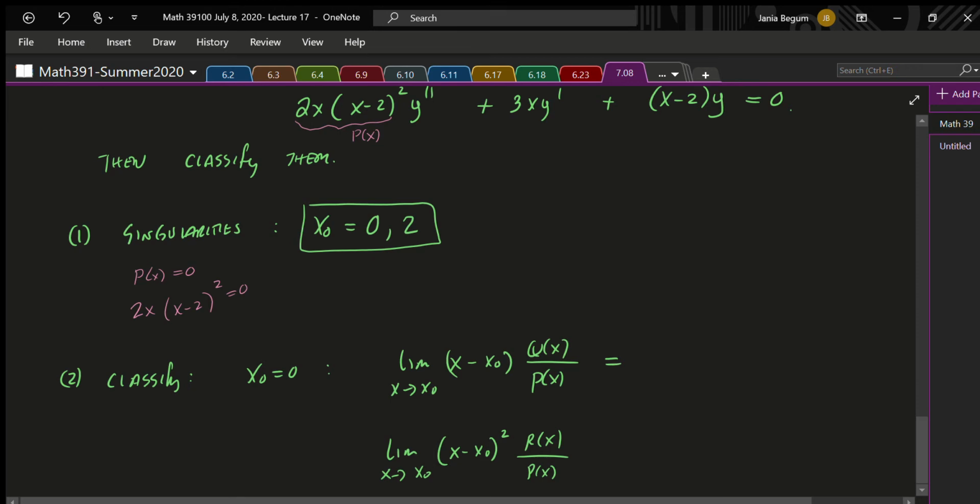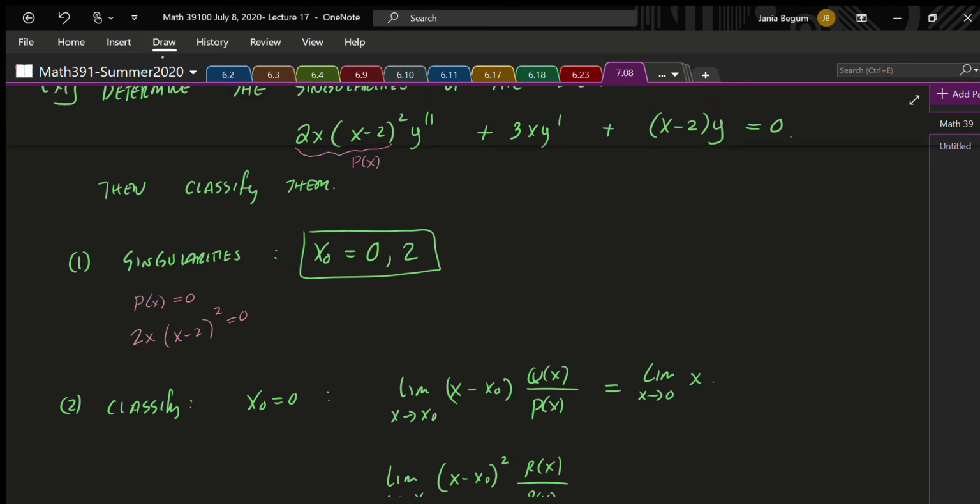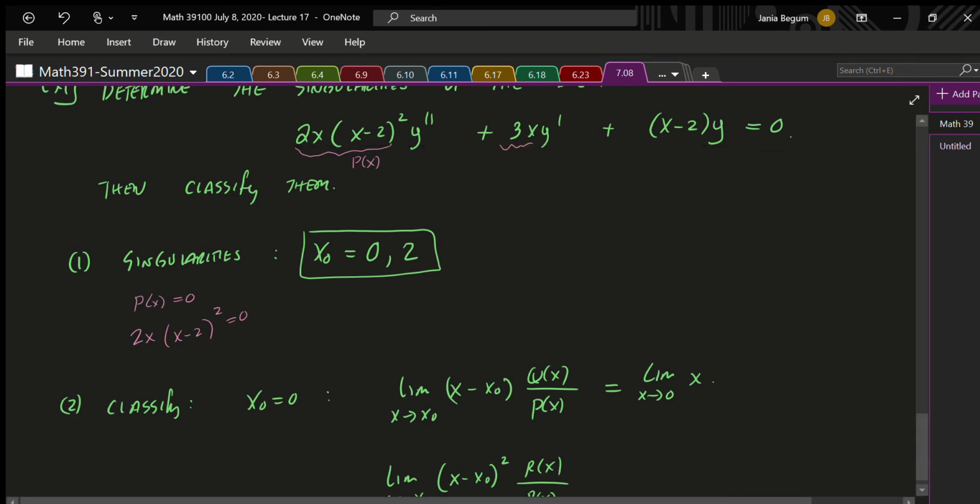And let's plug in what these components are. x naught is 0. So we have the limit as x approaches 0, x minus 0, so that's just x, times q of x. In our function, q of x is the second function. So this is q. And this function right here, this is r of x. Now let's plug them into the limit definition. So q of x, that's 3x over p of x, that's 2x times x minus 2 squared. And then back to calculus. Take the limit.